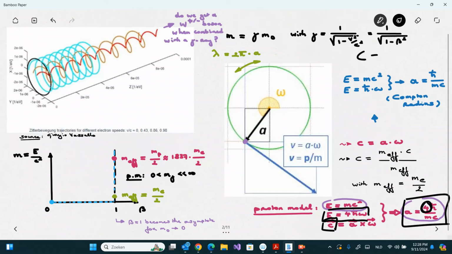Just simply, the velocity or the speed is a times the... We need to write it as a vector. So we have a tangential velocity vector c, we have a radius vector a, and we have an angular velocity vector omega, and we have a vector cross product, because the magnitude of our tangential velocity vector will depend on the angle between these two.